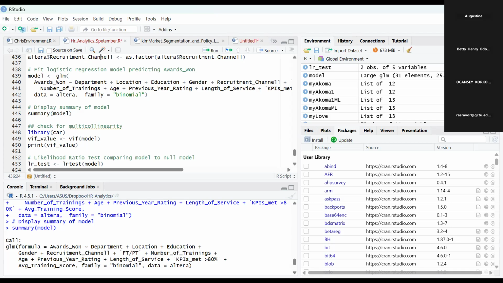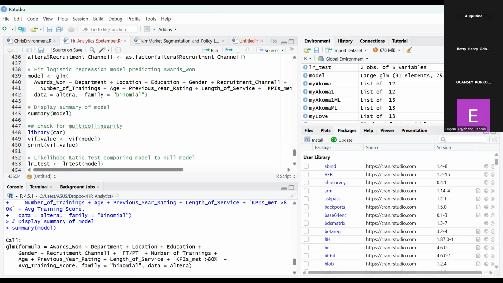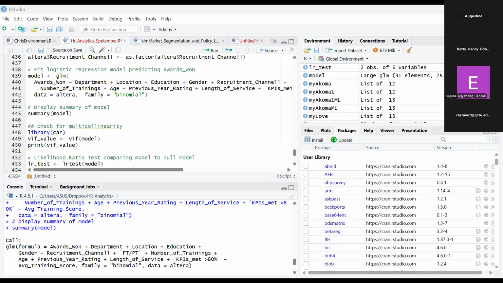I'm still getting an error. Likelihood ratio test, comparing model to non-model. Eugene, one minute. Do you run the car? Yes, Betty, now please listen. Just pay attention to me. Everybody must have the car package, right? And then you must also run. So I'm going to put in the chat what you should run.